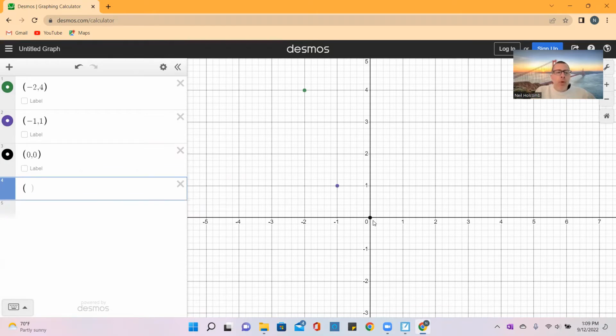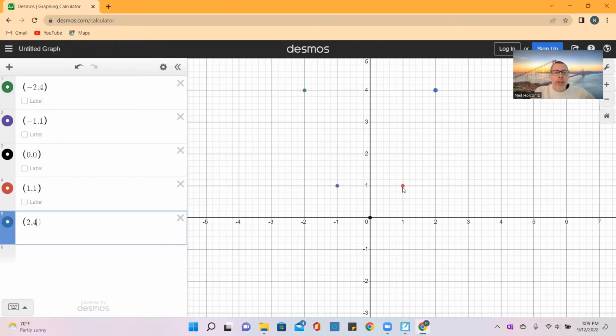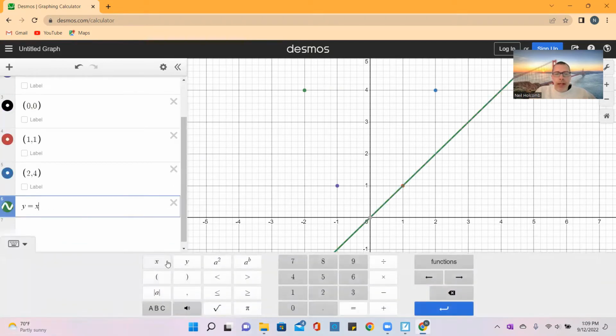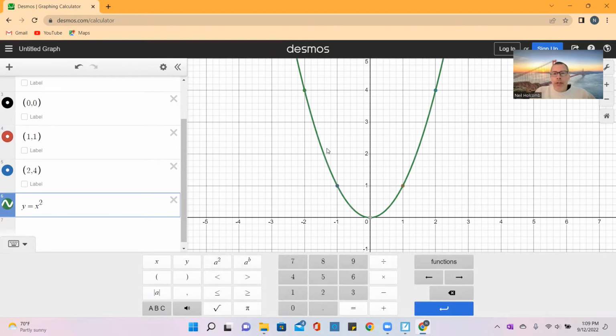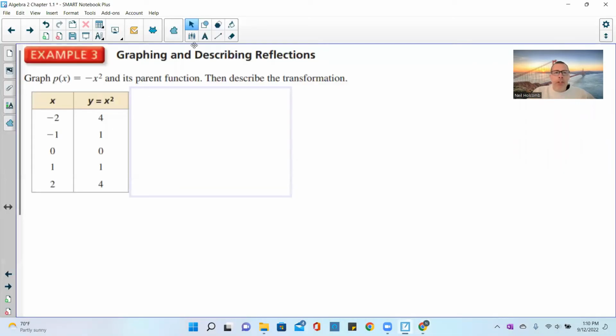And then if we substitute in 1, 1 squared is 1. And that's the red dot here. And then finally 2, and 2 squared is 4. So there are the 5 points of the parent function. So now if I graph y equals x squared, then you see the green line, the graph of the function, goes right through those 5 points that we had plotted. Okay, so that's the parent function.